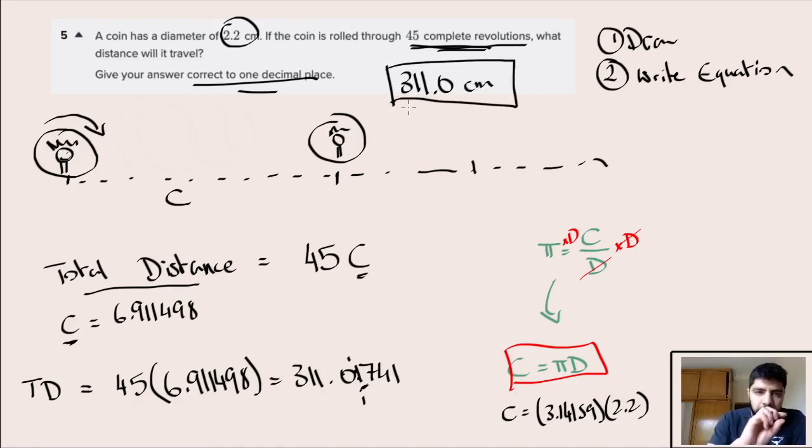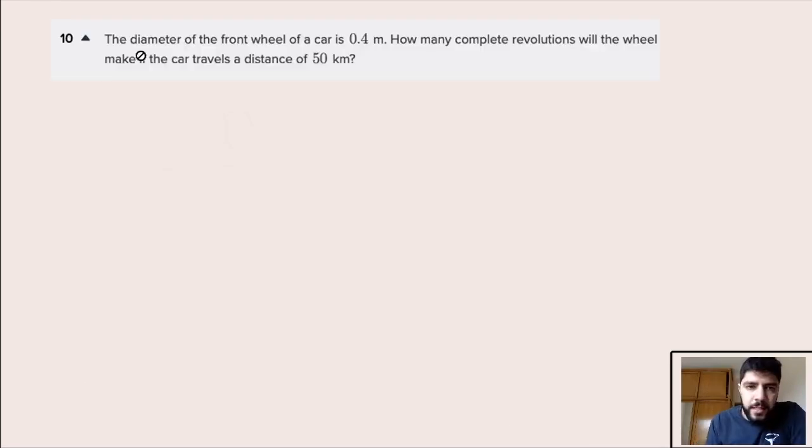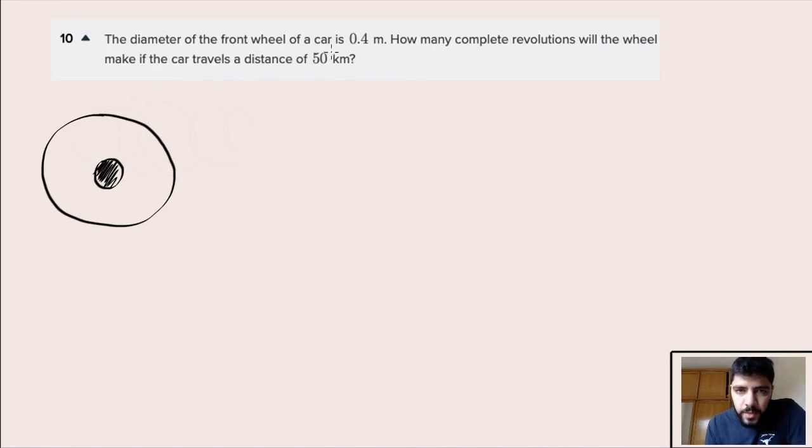This is if you take the coin and roll it 45 times, you go above 3 meters. Okay? Let's do one more. This one says the diameter of the front wheel of the car is 0.4 meters. How many complete revolutions will the wheel of the car make if the car travels a distance of 50 kilometers? So the car wheel with a diameter of 0.4, it goes 50 kilometers.